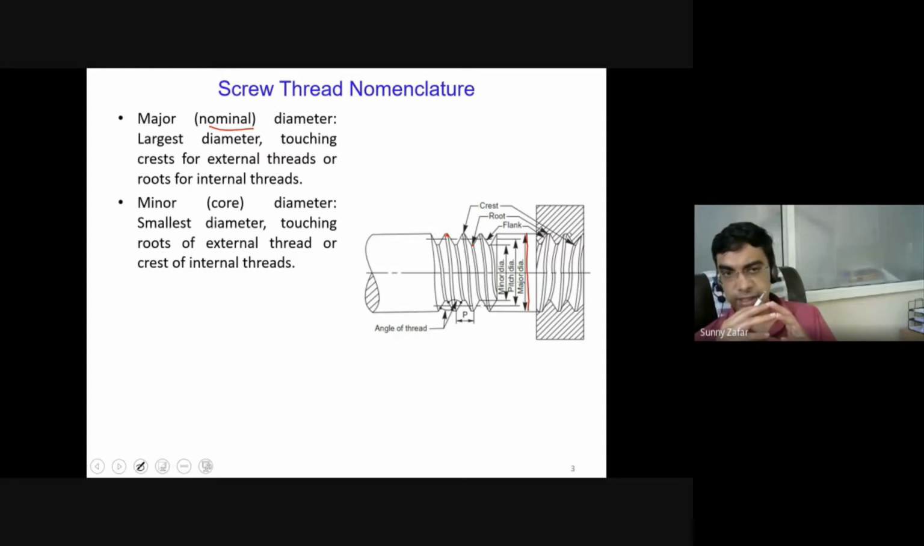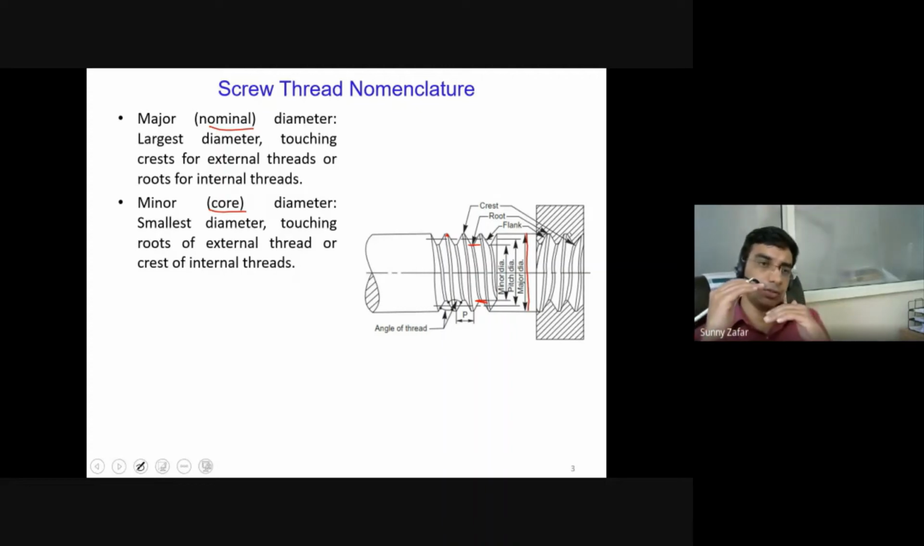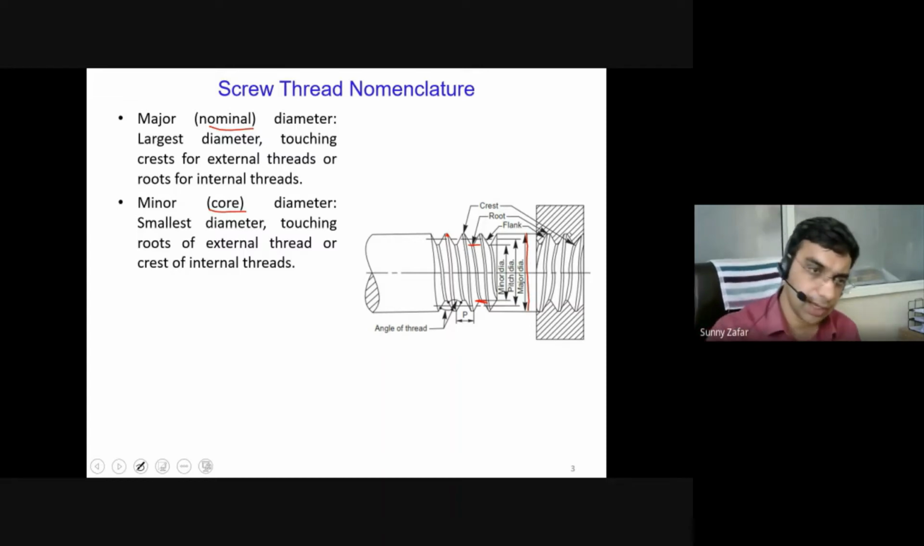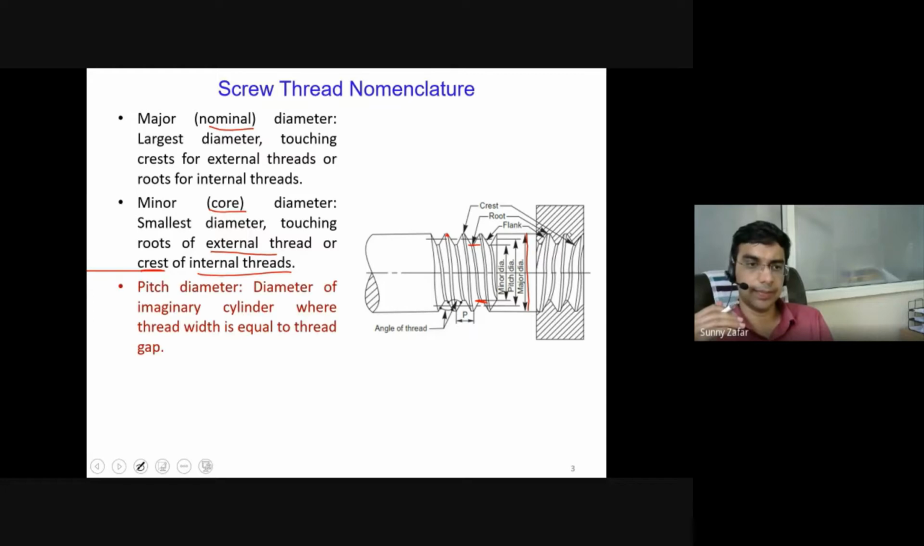So next is basically the minor diameter of any thread, which is of course the core diameter. As the name itself is telling, core means it is basically passing from the lowermost point, where the root of the thread is described. So the diameter at that point is known as the core diameter of the thread. It is the smallest diameter touching the external of the thread, or in case of internal thread it becomes the crest. So for the internal it just reverses itself.